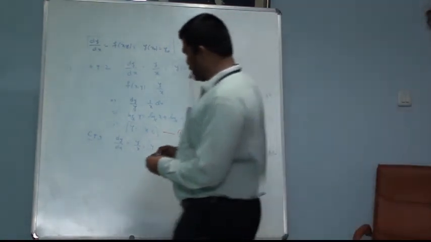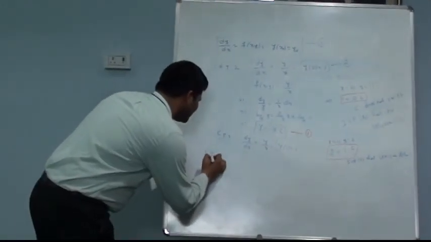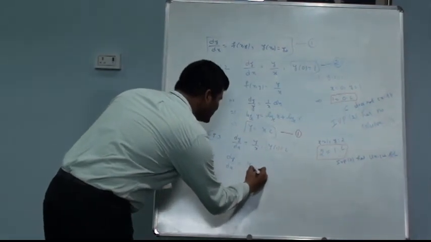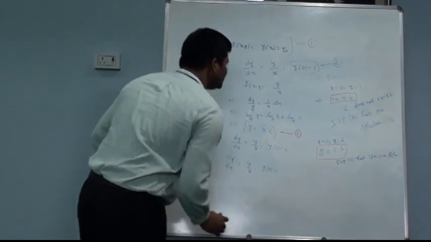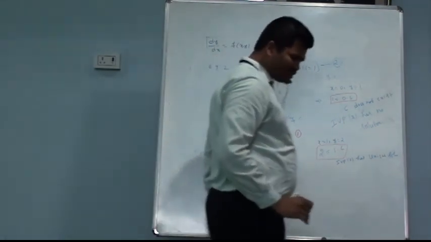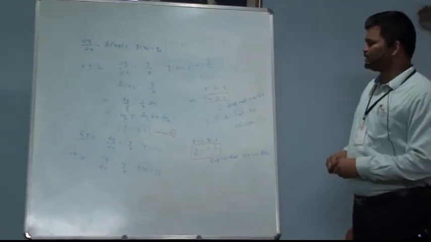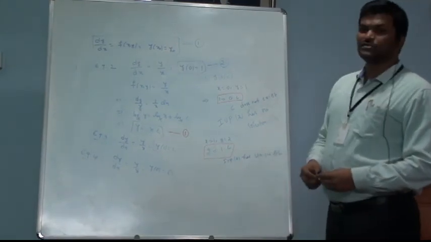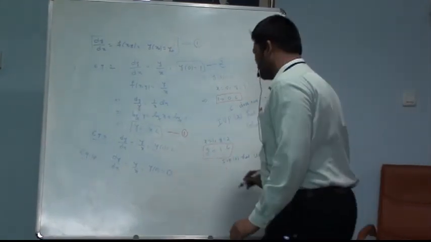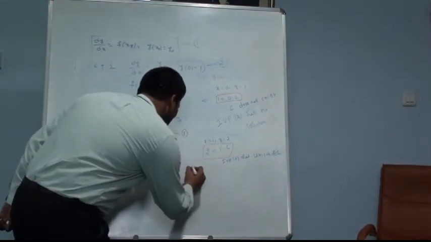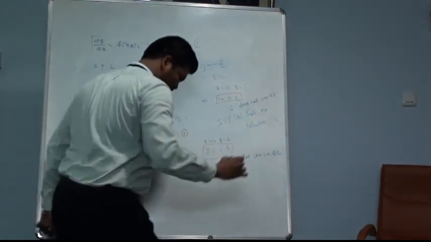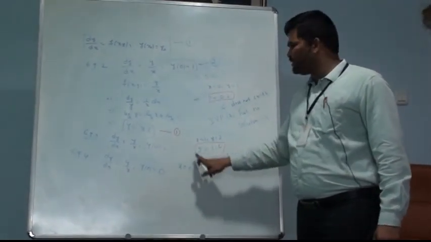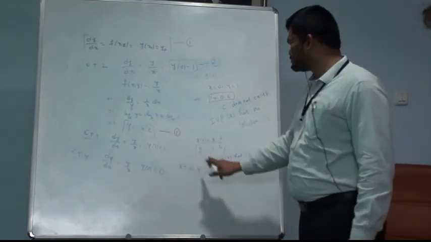Now we will take the last example. Example 4. Same problem. dy by dx is equal to y by x, y of 0 is equal to 0. I am taking y of 0 is equal to 0. It is a very, very important initial condition. From this one, what is x? 0. What is y? 0. I am substituting x is 0 and y is 0 in equation number 1.